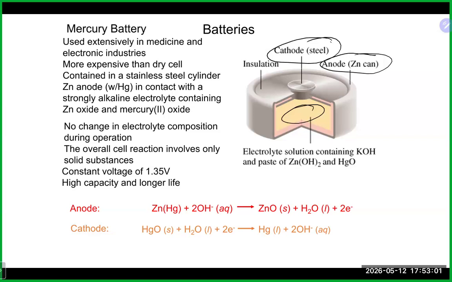Now, one of the things about this is there's no change in the electrolyte composition during operation, which is really good for the longevity of the battery, and also for keeping things flowing. This gives a little smaller voltage, 1.35. And once again, we've got our zinc going from 0 to +2. Here's our mercury going from +2 to 0, in this case getting reduced.